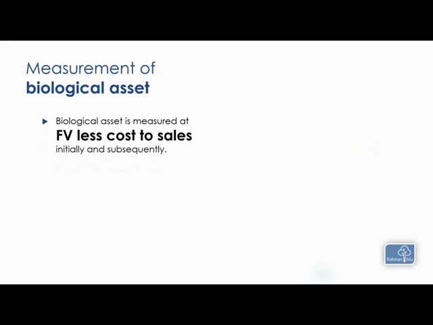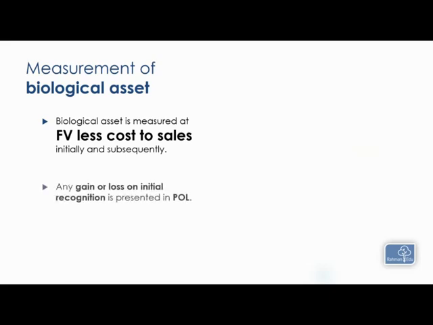fair value. Go to the market and check the price. And also, if you want to sell this biological asset, maybe there is some transportation cost, you need to take the asset to the market, and also you need to pay some commission. Deduct those carriage out and commission from the market price, and you get fair value less cost to sell.